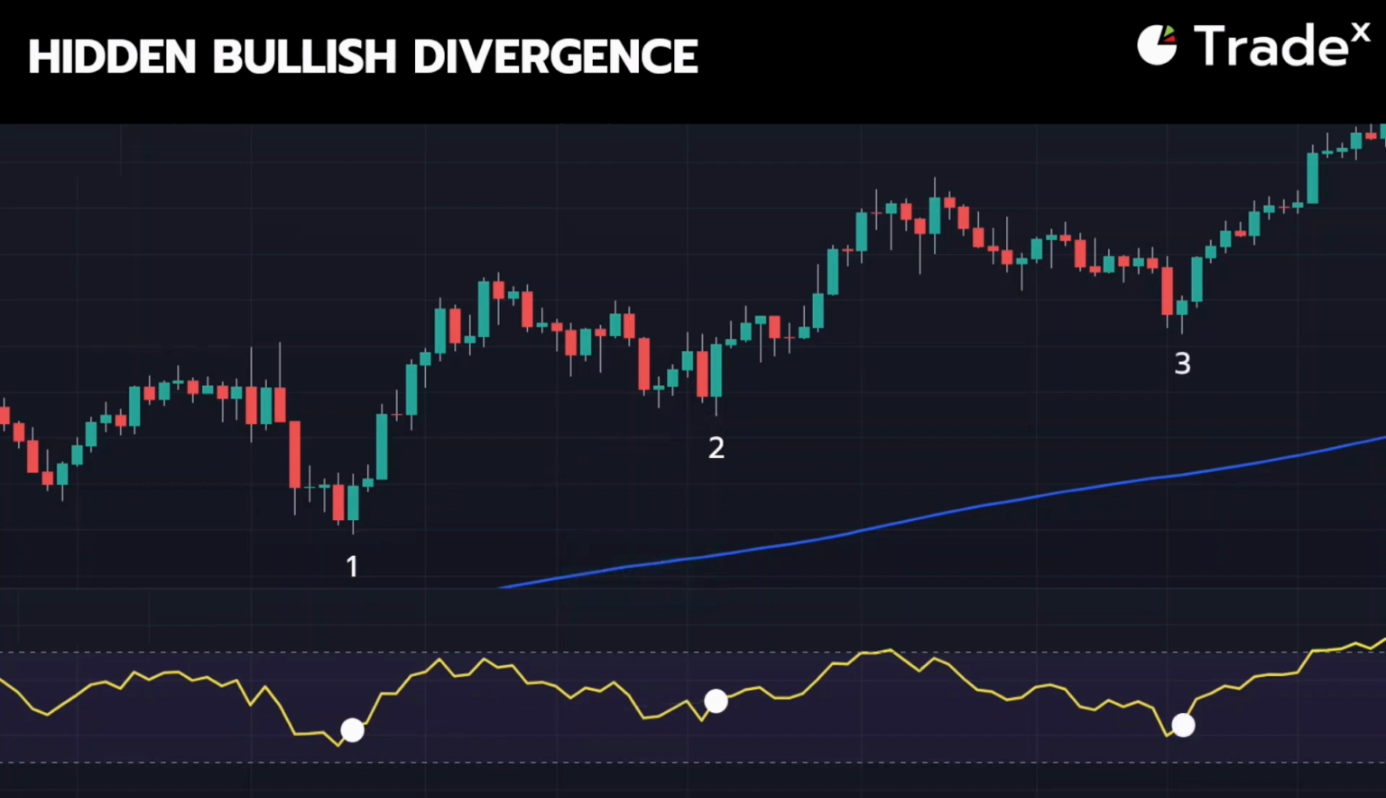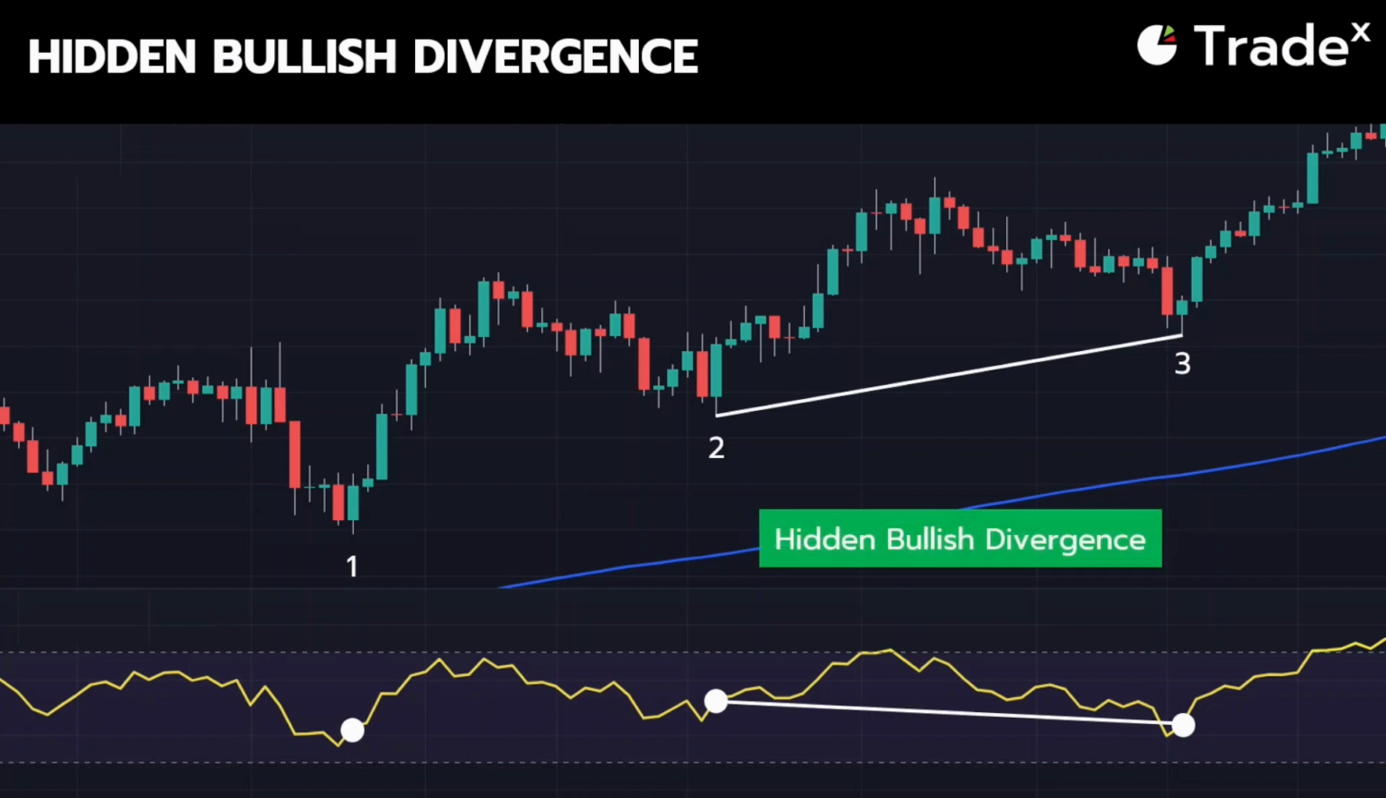At points 2 and 3, the price forms a higher low, signaling a potential trend continuation, while the corresponding RSI forms a lower low. This completes the hidden bullish divergence pattern. We can enter a buy position using either the trendline break or resistance break strategy. For the trendline break, we wait for the price to move above the trend line before entering the trade. Alternatively, we can wait for the price to make a new high. Once the price breaks above the previous resistance, we can enter the position.